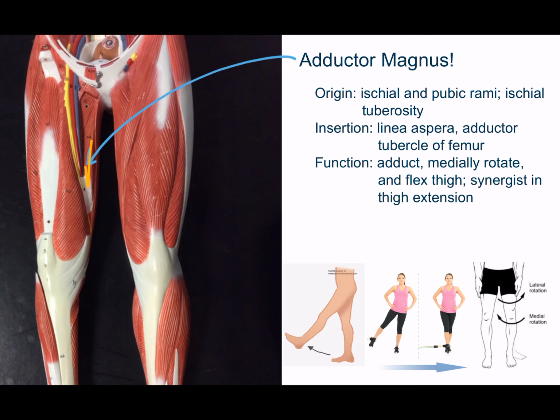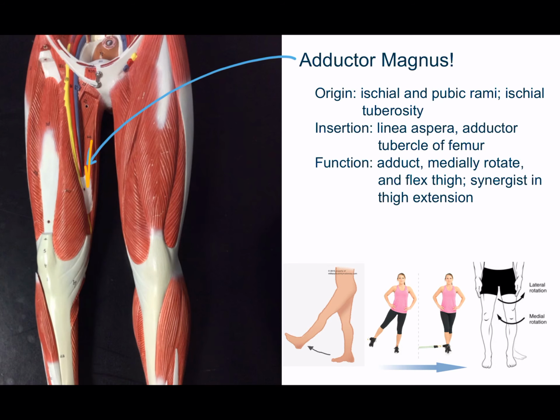The adductor magnus is right there and there. It originates at the ischial and pubic rami, which are part of your pelvis, and your ischial tuberosity, which is also part of your pelvis. It sticks out on your ischium. Your three main bones are the ischium, ilium, and pubis. It's going to insert on the linea aspera and the adductor tubercle of the femur. You can see it inserts on the adductor tubercle, and then one of its functions is adduction. So it's going to adduct, medially rotate, and flex the thigh.